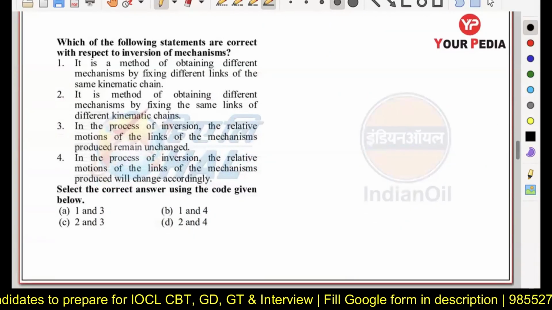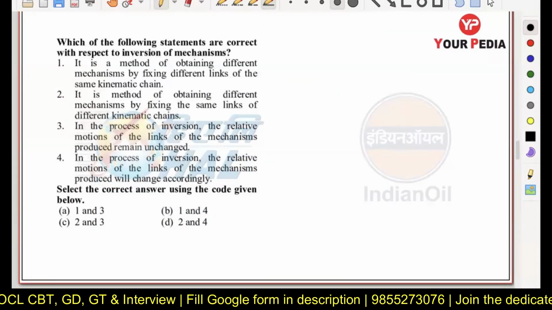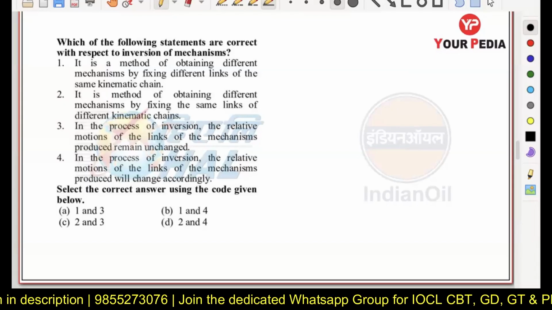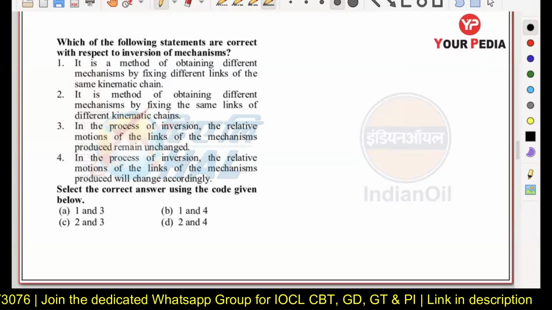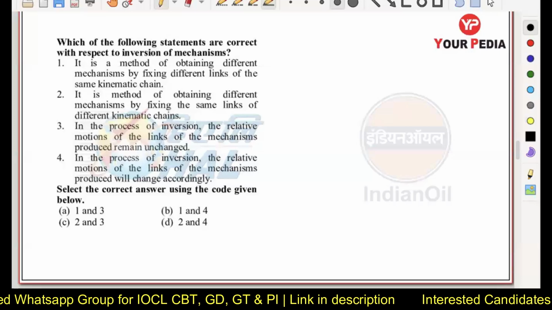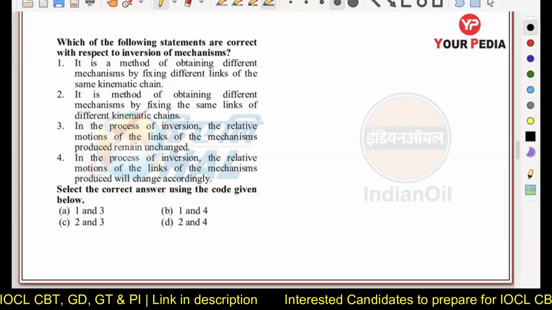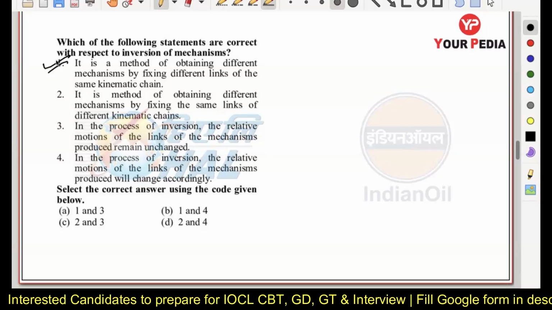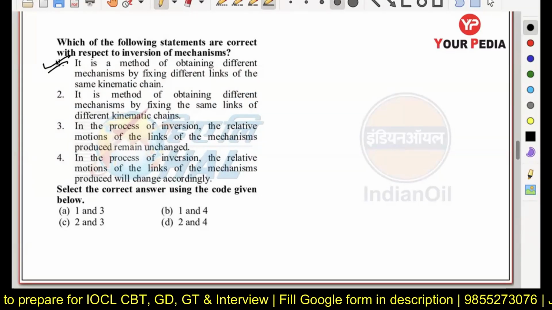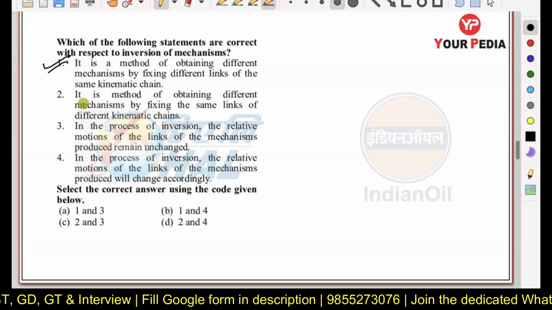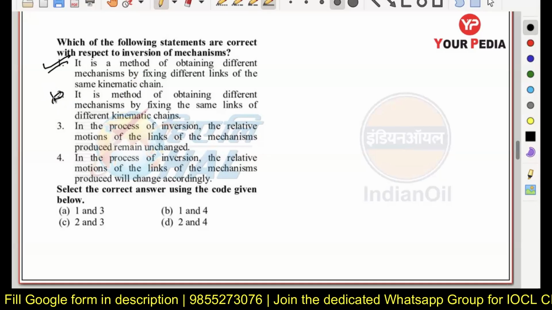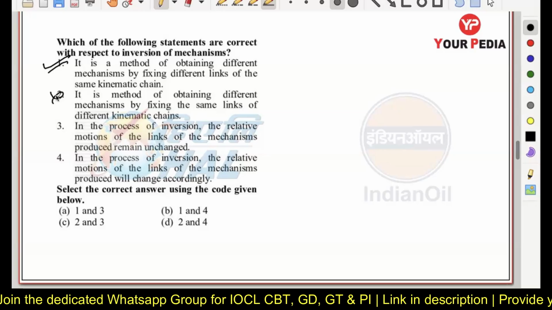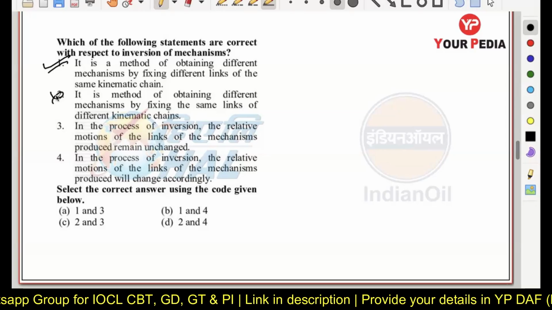Which of the following statements are correct with respect to inversions of a mechanism? It is a method for obtaining the different mechanisms by fixing the different links of the same kinematic chain. That is a correct statement here. It is a method for obtaining the different mechanism by fixing the same link of the different kinematic chain. That is the wrong answer here. We are fixing the different links of the same mechanism only, not of the different mechanisms.